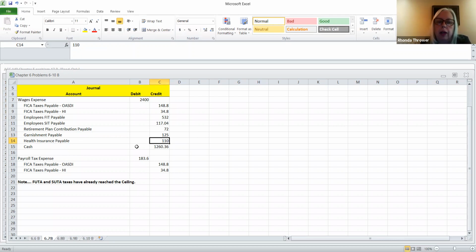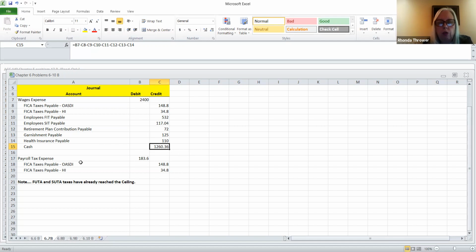Now, the net pay that you would pay to this employee is found by taking the gross pay and subtracting out all of their deductions from their pay. The remaining amount is $1,260.36. That's the amount that you're going to actually pay this employee.